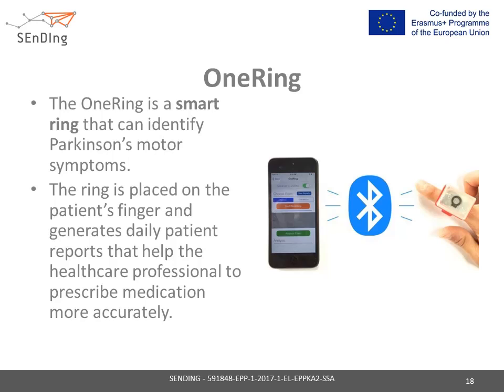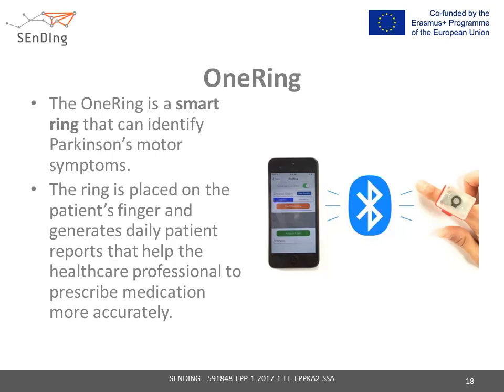One Ring. The One Ring is a smart ring that can identify Parkinson's motor symptoms. The main idea is that the ring is placed on the patient's finger and generates daily patient reports that help the healthcare professional to prescribe medication more accurately.